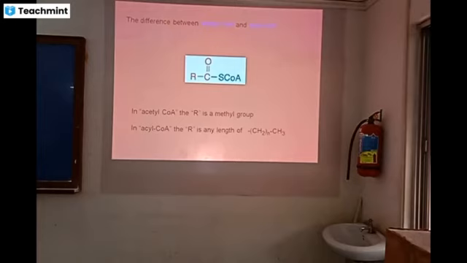CH2 how many times? As we are talking with the example of palmitic acid, how many CH2 are there? CH2 14 times, CH3 1 carbon, so total 15. And when we attach this CH2 14 times and CH3 to that R position, by considering the C double bond O carbon, the total carbon becomes 16. Is it clear to all? Yes, sir.